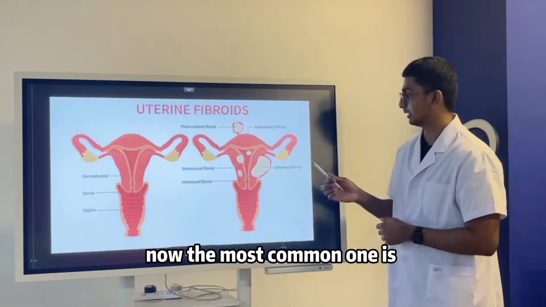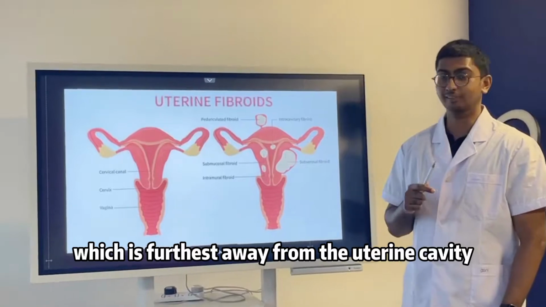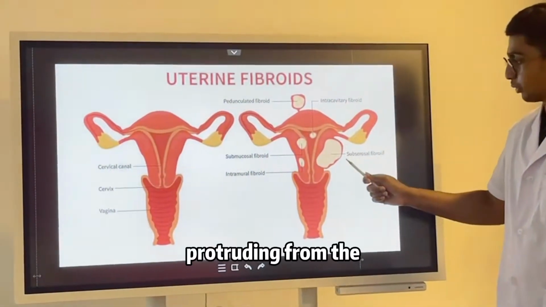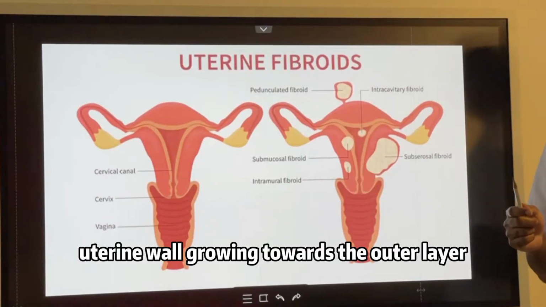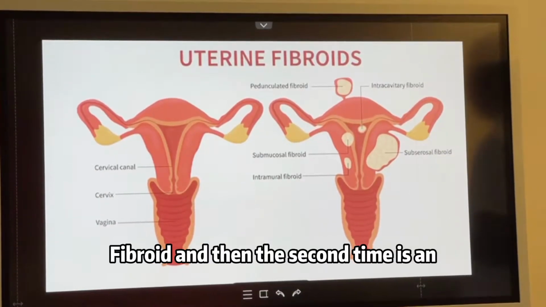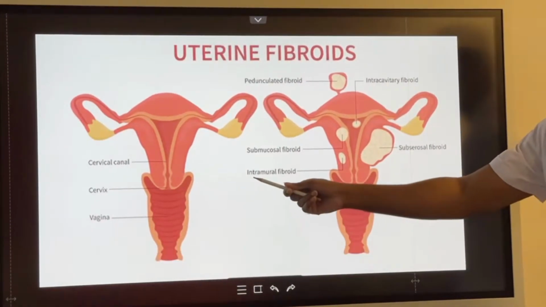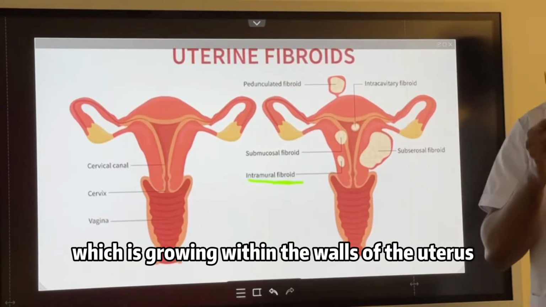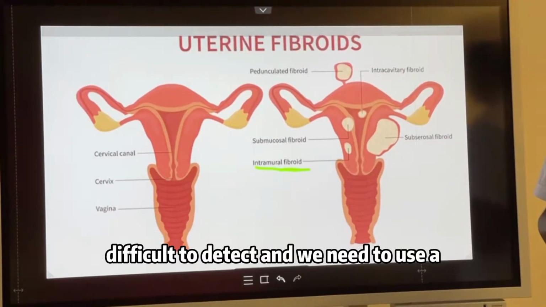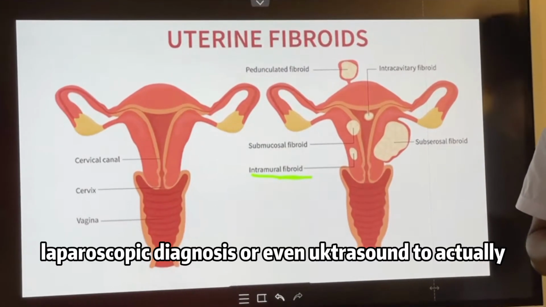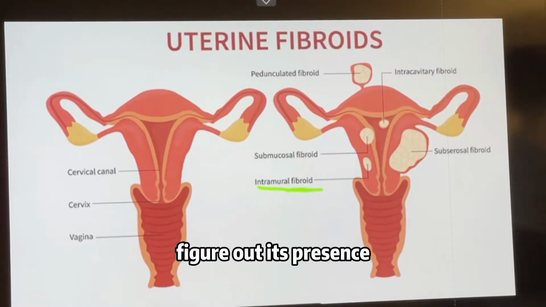Now the most common one we see is the Sub-Serosa Fibroid, which is furthest away from the uterine cavity. Usually it grows protruding from the uterine wall, going towards the outer layer. This is known as a Sub-Serosa Fibroid. Then the second type is an Intramural Fibroid, right here, which is growing within the walls of the uterus, which is much more difficult to detect when we need to use a laparoscopic diagnosis or even ultrasound to actually figure out its presence.